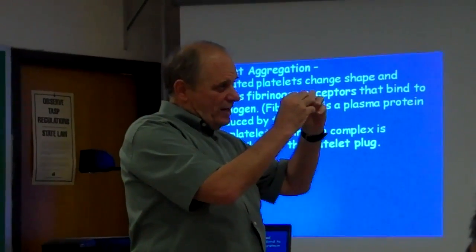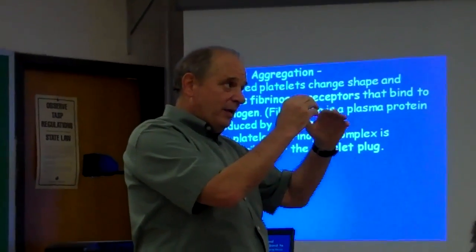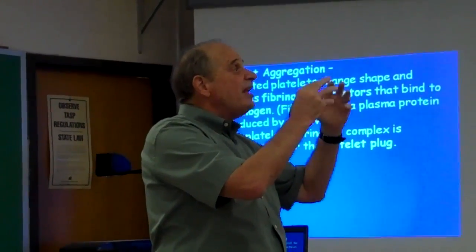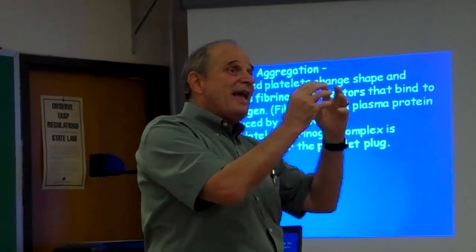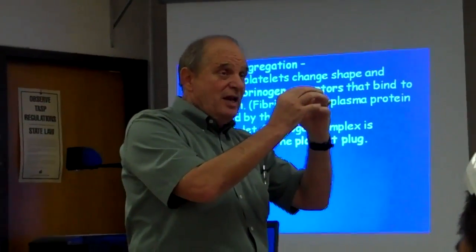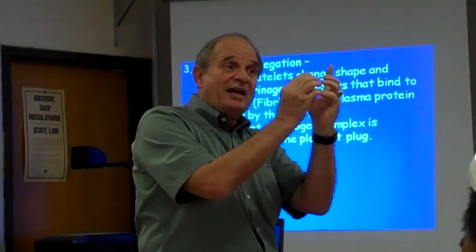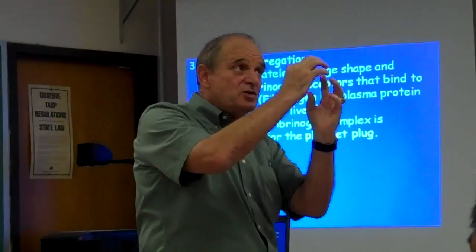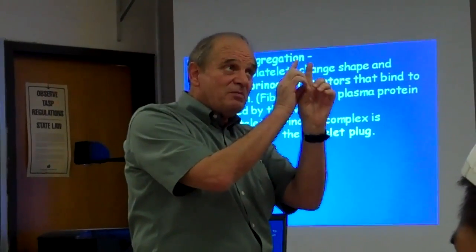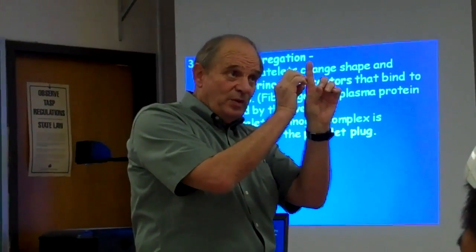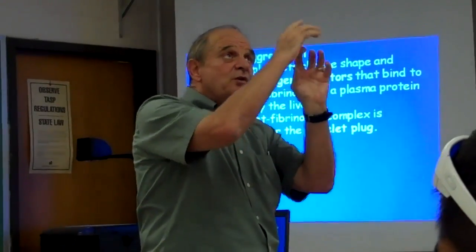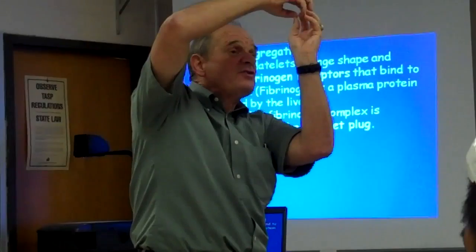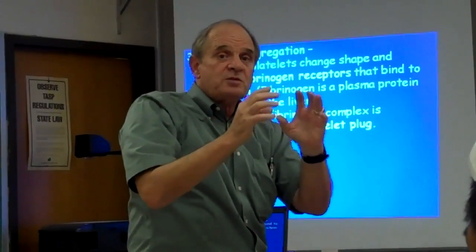Now, also, as they release these, they become activated. As they activate, they change shapes. They expose fibrinogen receptor sites. What is fibrinogen? A plasma protein. And the fibrinogen then, the particles with the receptor sites, they cause the platelets to really start building up, like a domino. They start snowballing. That forms a platelet plug.